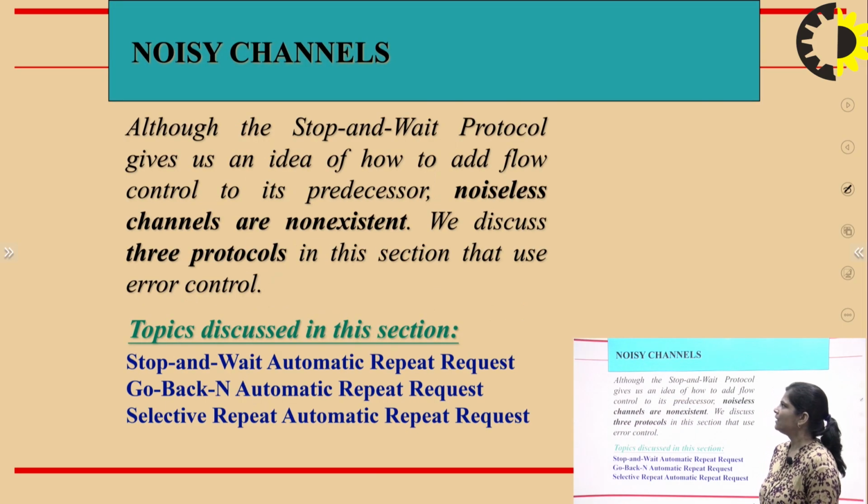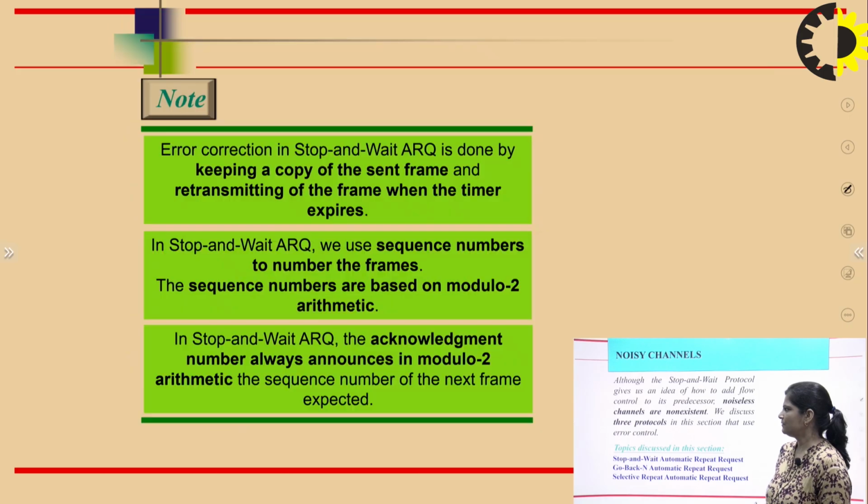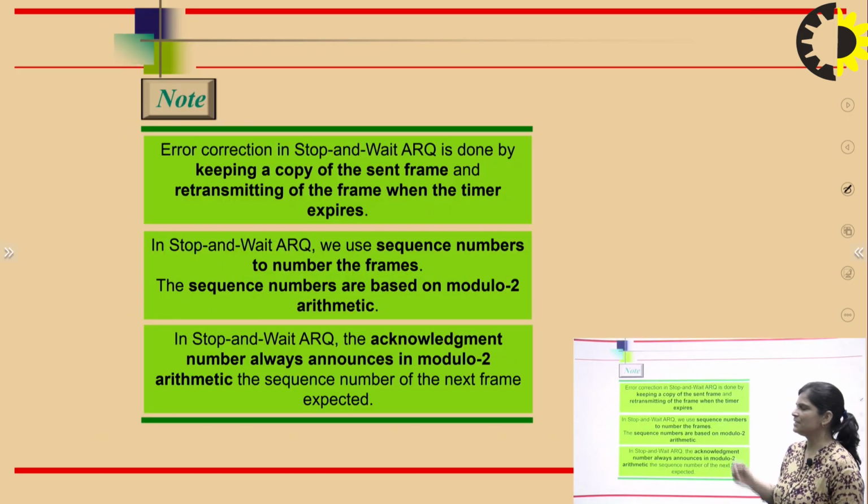Now next is noisy channels. Noisy channels means what? When there is an idea of how to add flow control to its procedure, noiseless channels are known to exist. We discuss these three protocols in this section: stop and wait automatic repeat request (ARQ), go back N ARQ, and selective repeat ARQ. So we will discuss these three. Now first we will discuss error correction.